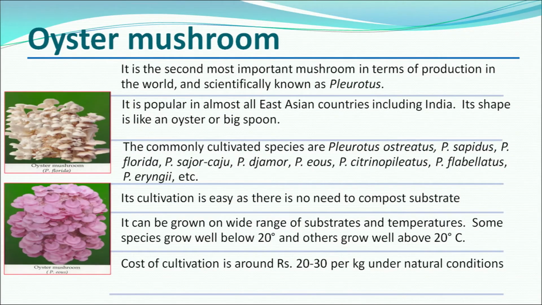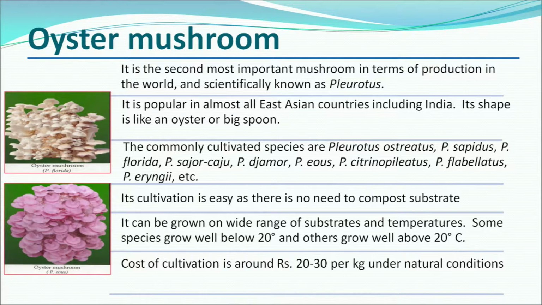The cultivation technology of this mushroom is quite easy and it does not require compost preparation. It can be grown on a wide range of substrate and temperature, and that is why it is so popular. Some of these species can grow below 20 degrees centigrade and some others can grow above 20 degrees centigrade. And there are species which can grow at nearly 30 degrees centigrade also. The cost of cultivation of this mushroom is around 20 to 30 rupees per kg under natural conditions.